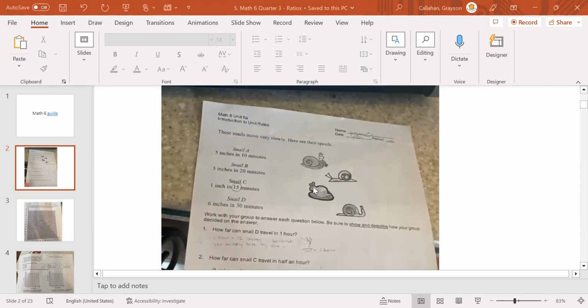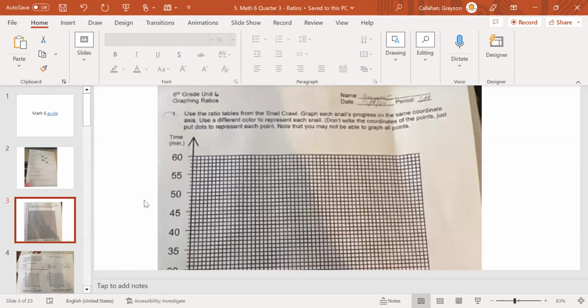Here's our speed. Snail A is 5 inches in 10 minutes. Snail B is 3 inches in 20 minutes. Snail C is 1 inch in 15 minutes. And snail D is 6 inches in 30 minutes. You're going to use the information here for the table that you're going to be working on over here, I believe.